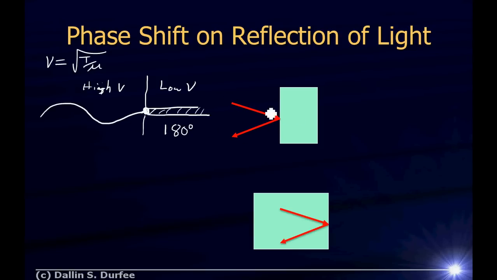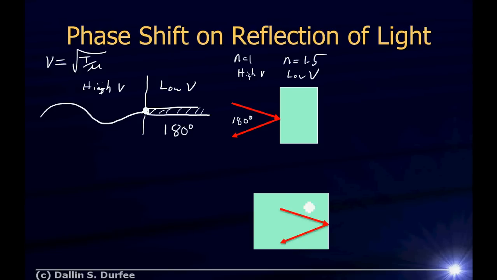Well, light reflecting off of glass is similar. For air I have n equals 1. Let's say my glass has an index of 1.5, whatever. So lower index means higher velocity. So I'm going from a high velocity medium to a low velocity medium. That means when I reflect off of glass, I'm going to get a 180 degree phase shift. So when the light reflects off of the surface of a piece of glass, off of water, off of a soap bubble, we get a 180 degree phase shift in the reflection.